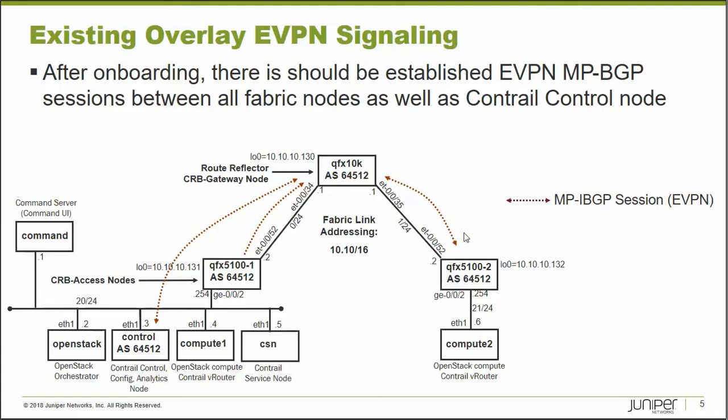This is part of the onboarding process. Once you onboard these devices, Contrail Enterprise Multicloud goes out and automatically configures the EVPN sessions between the control node and all of the fabric nodes, so that eventually they can build EVPN VXLAN tunnels over them. Okay, so that's existing. So what we're going to do is verify a few things.